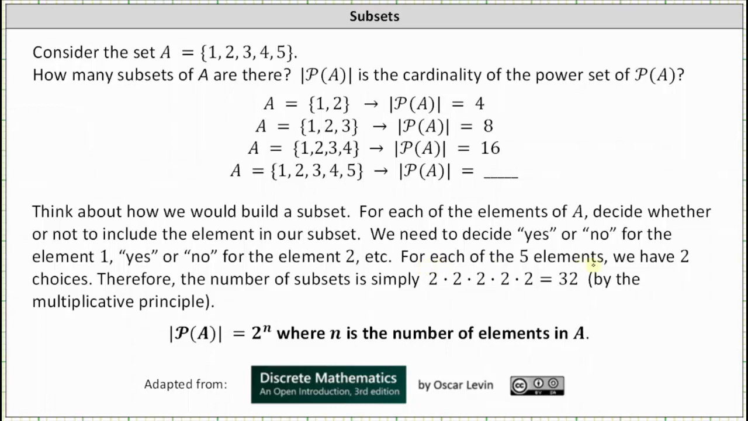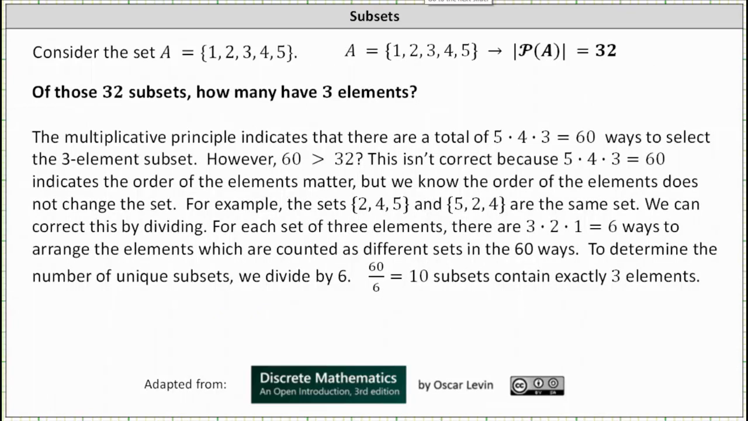For each of the 5 elements, we have 2 choices. And therefore, the number of subsets is 2 times 2 times 2 times 2 times 2, or 2 to the 5th, which is equal to 32. And this is due to the multiplicative principle or counting principle. So we can generalize and say the cardinality of the power set of A is equal to 2 to the power of n, where n is the number of elements in set A.